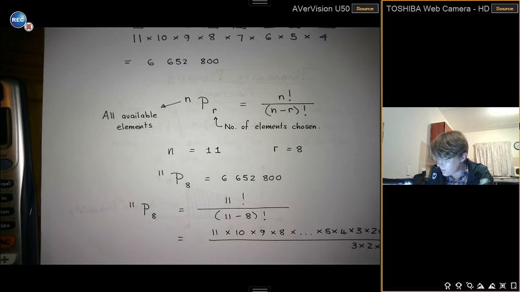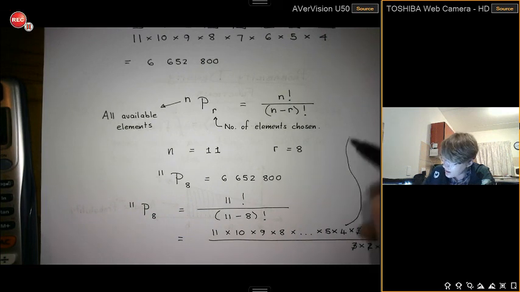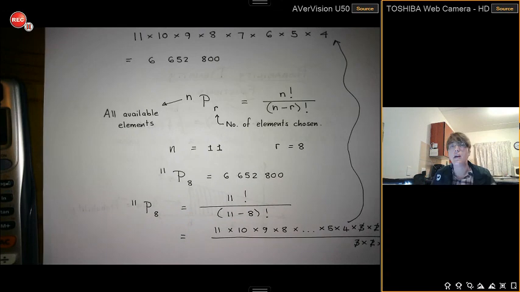Which, if you do a little bit of cancellation here, saying I can divide 3 into 3 and get 1, 2 into 2 and get 1, 1 into 1. Then look what you've got here. 11 times 10 times 9 times 8, and it will go all the way to 4, which is exactly what we did over there. So that means it's exactly the same thing, and that is why this formula works so well.